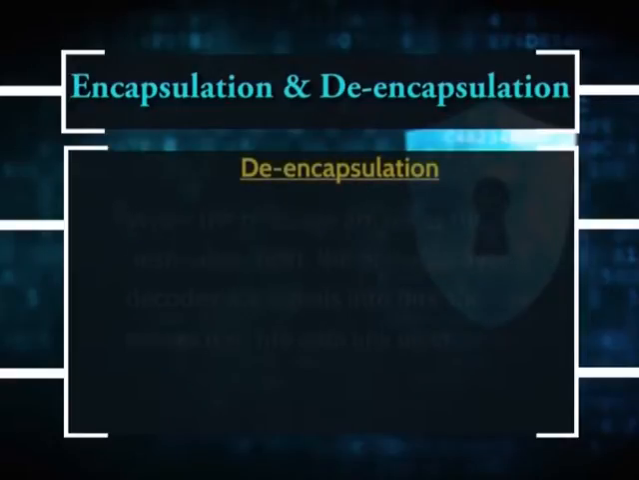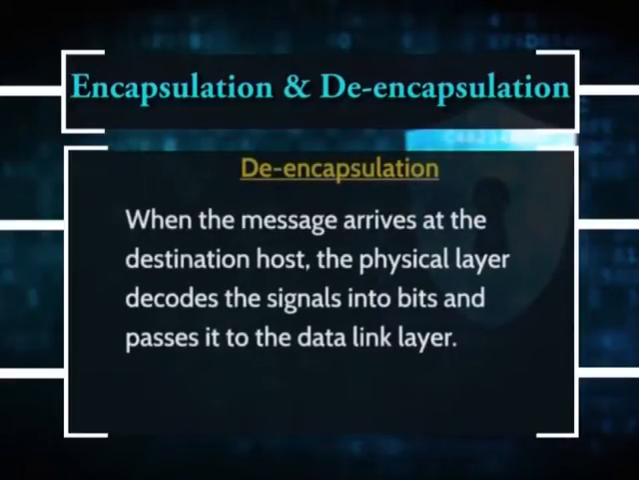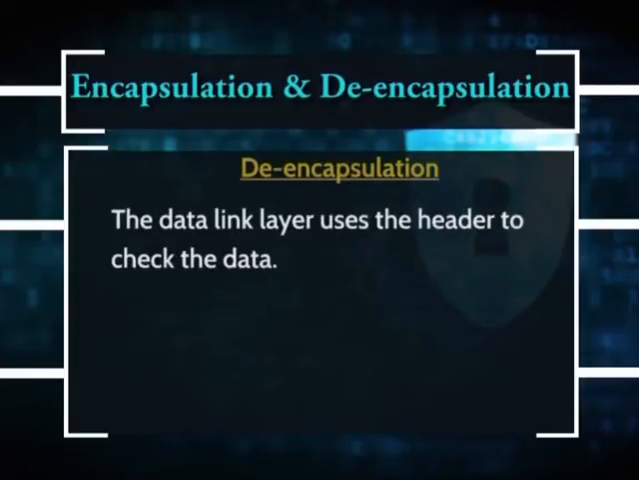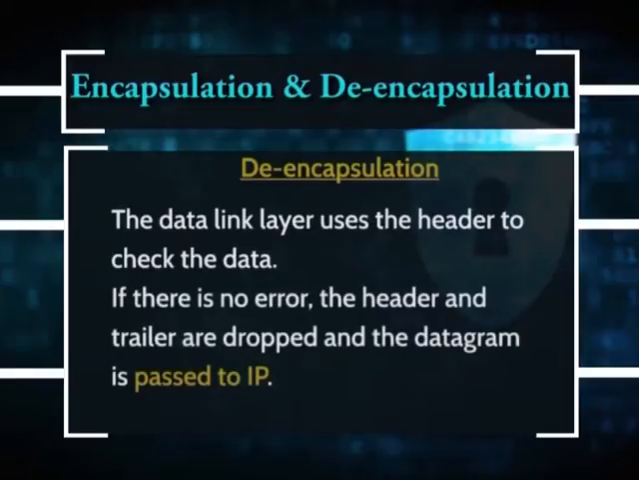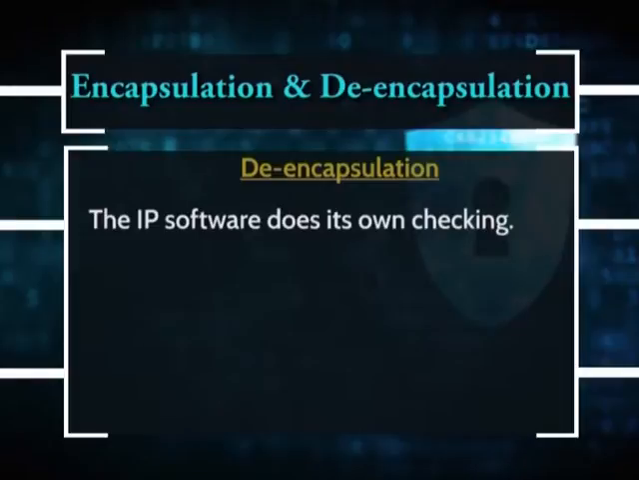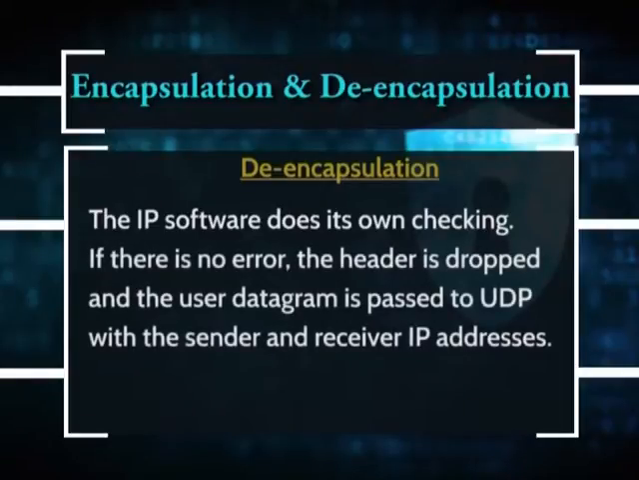Next, decapsulation. When the message arrives at the destination host, the physical layer decodes the signal into bits and passes it to the data link layer. The data link layer uses the header to check the data. If there is no error, the header and the trailer are dropped and the datagram is passed to IP. The IP software does its own checking. If there is no error, the header is dropped and the user datagram is passed to UDP with the sender and the receiver IP addresses.